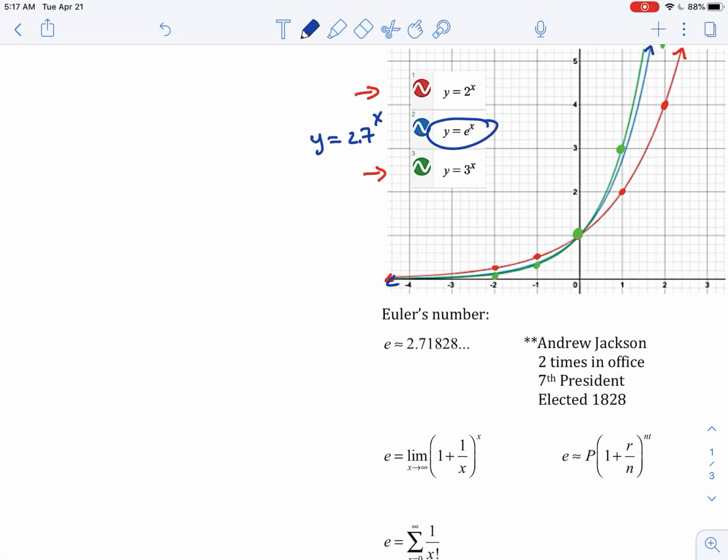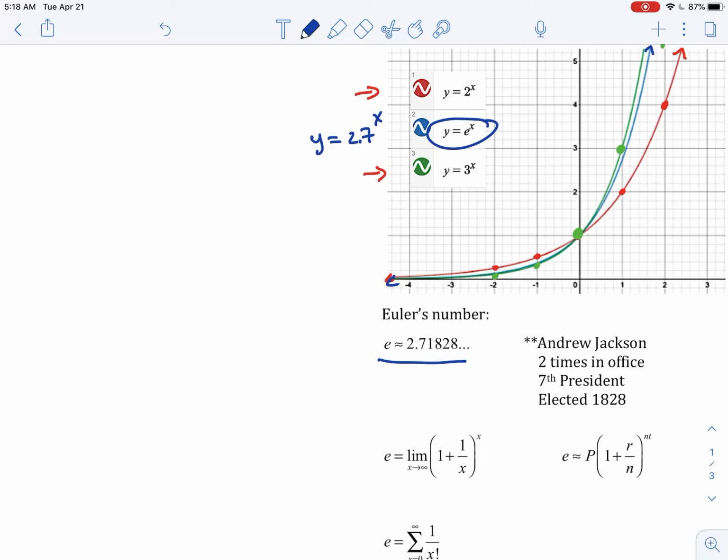So y equals e to the x. E is just a number. It's a very, very important number. You will work with it a lot in calculus, but you can think of it like pi, where pi is an irrational number, non-terminating, does not repeat, can't write it as a fraction, where e is approximately 2.71828. It is referred to as Euler's number.